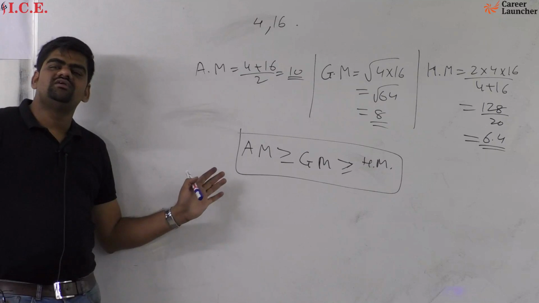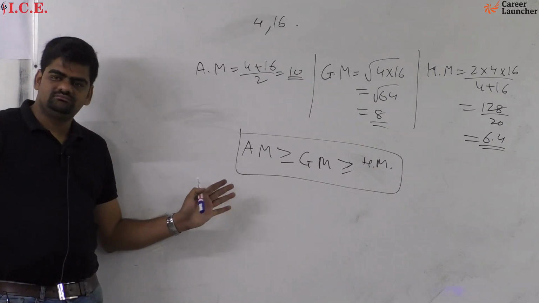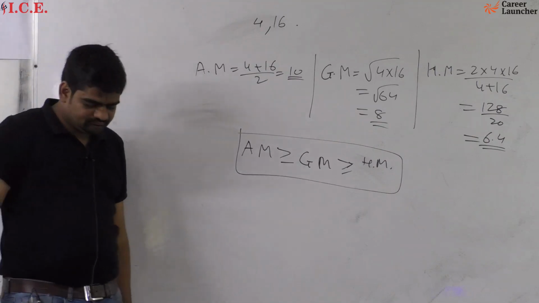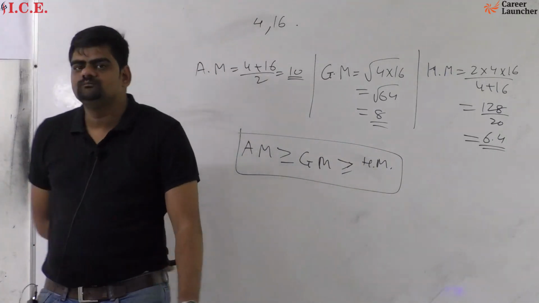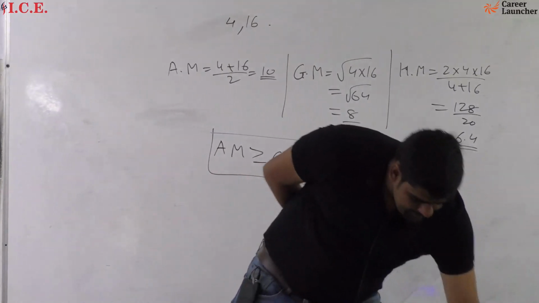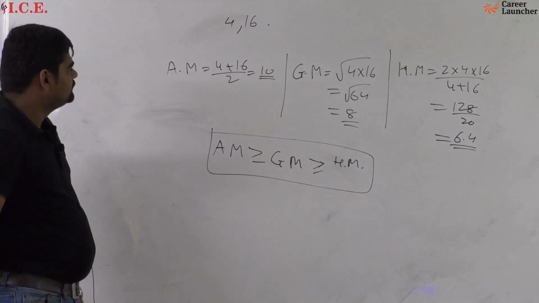Direct questions have been asked in many papers. What is the relation? AM, GM, HM, in decreasing order. So this is the direct relation you should remember. Clear? Right? Please note down this one.